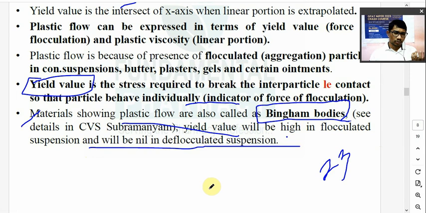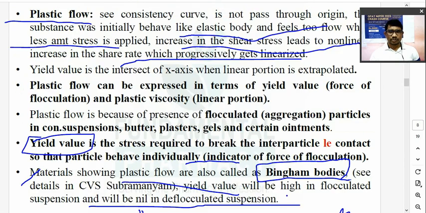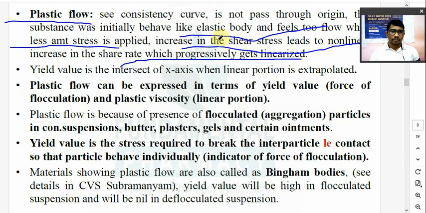मतलब अगर flocculated suspension है तो उसमें yield value ज़्यादा रहेगा, अगर flocculated नहीं है या deflocculated है so yield value will be nil, मतलब zero. Plastic flow समझ में आया आपको? Yes or no? Plastic flow समझ में आ गया?